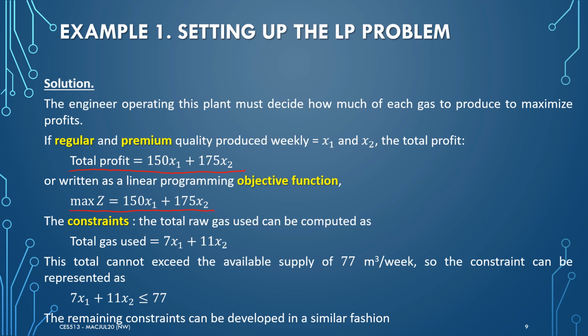The constraints can be developed in a similar fashion. For example, the raw gas used can be computed as total gas use equal to 7x1 plus 11x2. Okay, this total cannot exceed the available supply of 77 meter cube per week as stated in the table. So the constraint can be represented as 7x1 plus 11x2 lesser than 77 meter cube per week. And then the remaining constraints can be developed in a similar fashion.